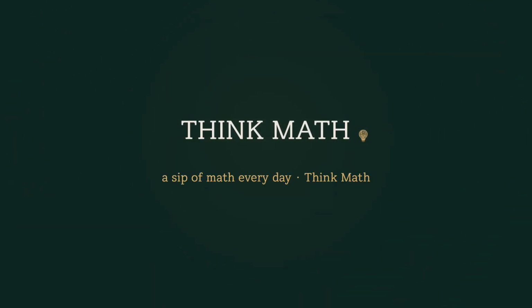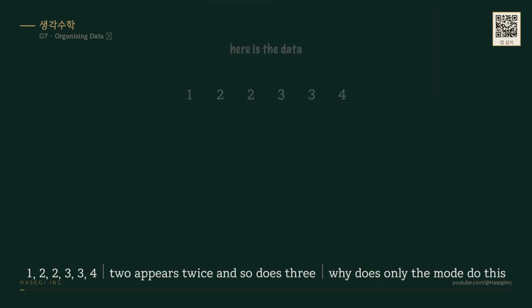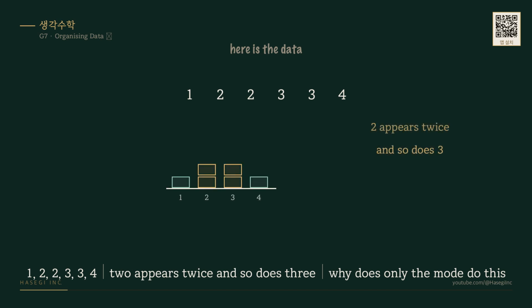Think math. Here's the data. 1, 2, 2, 3, 3, 4. Ask for the mode and no single answer comes back. 2 appears twice and 3 appears twice. The mean always gave one answer, and so did the median.